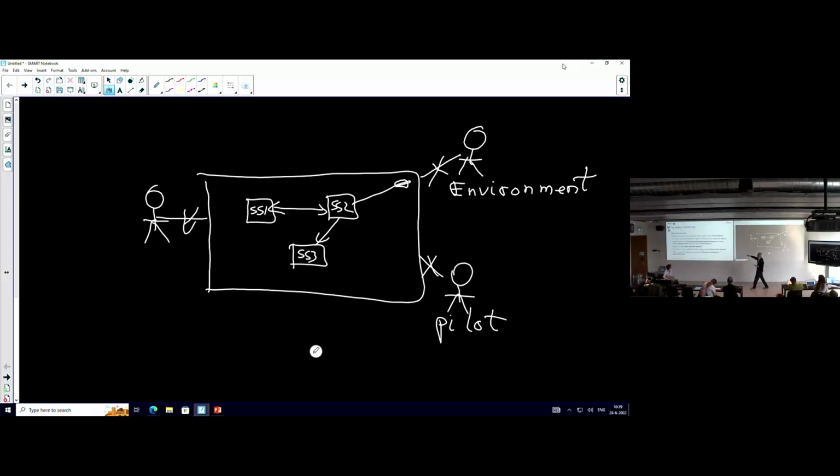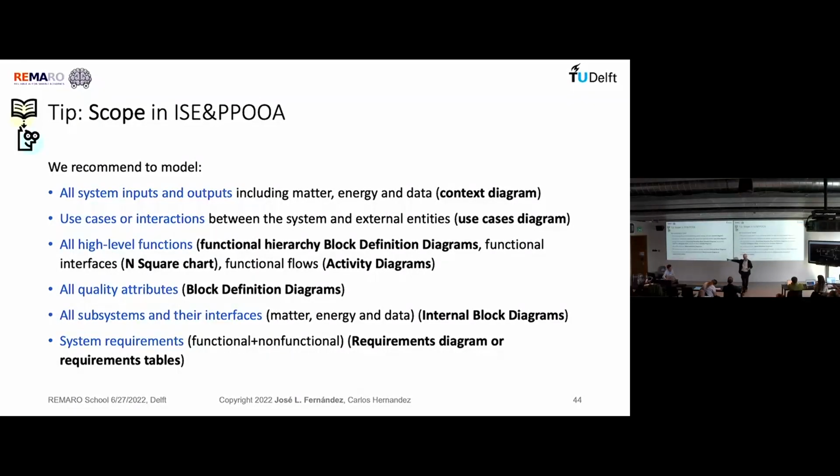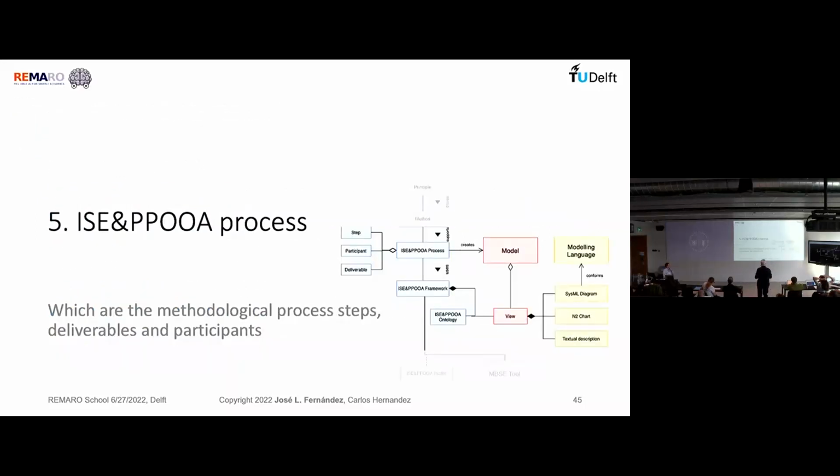And requirements. This is the scope. We recommend using this scope. Don't sacrifice the scope. Sacrifice the detail level in these models, but don't sacrifice the scope. Okay? But more or less this was explained by Carlos.